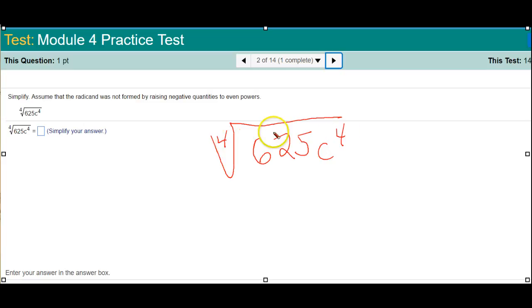This one is pretty straightforward. We're taking the fourth root of something, and this is a perfect fourth power of something, and anything divisible by 4 as far as the exponent goes is also a perfect fourth, and they're saying it wasn't a negative quantity raised, so you don't have to worry about the absolute signs.